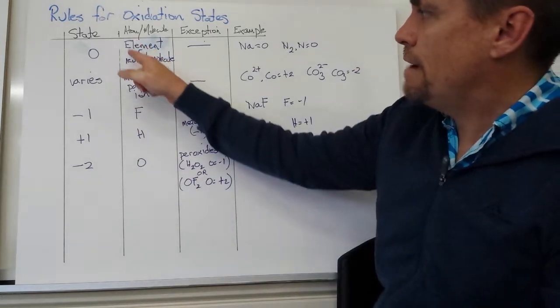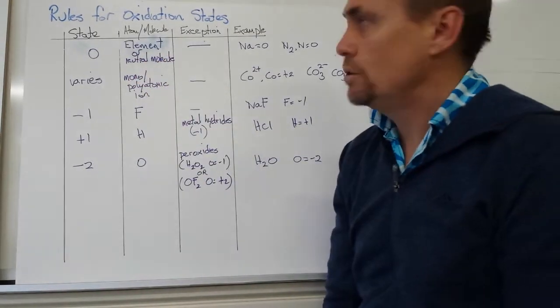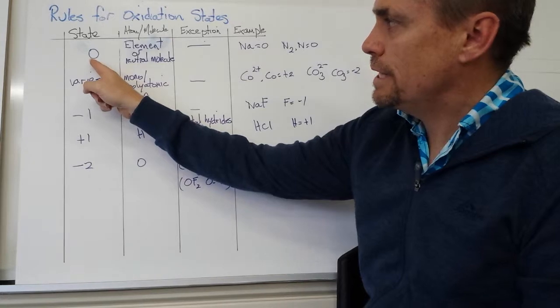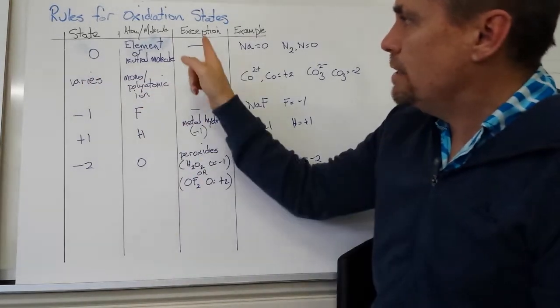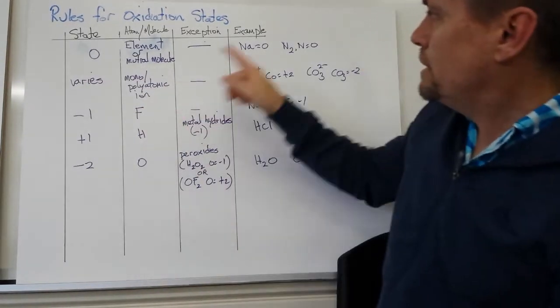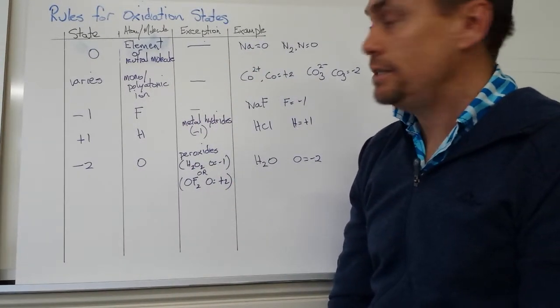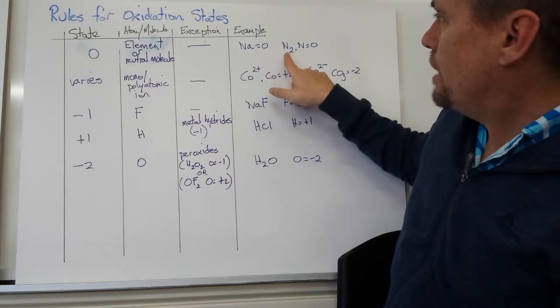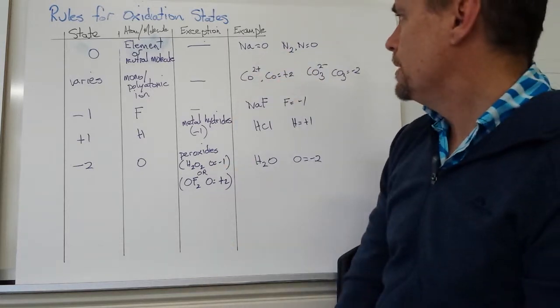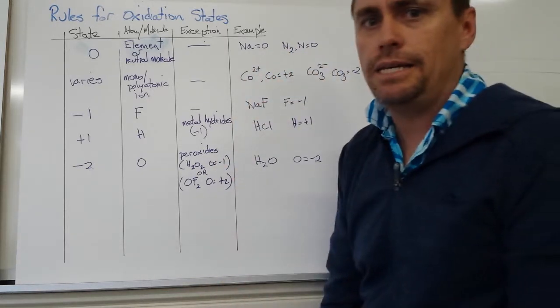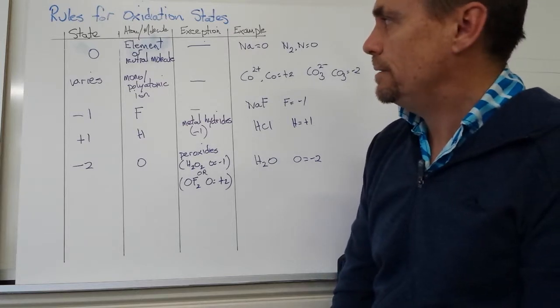First of all, if we have an element or a neutral molecule, we say that the oxidation state is 0, and there are no exceptions to this. So an example might be sodium in its elemental form. Its oxidation state will be 0. We can also have a look at nitrogen in its elemental form. The nitrogen is said to be in an oxidation state of 0 as well.